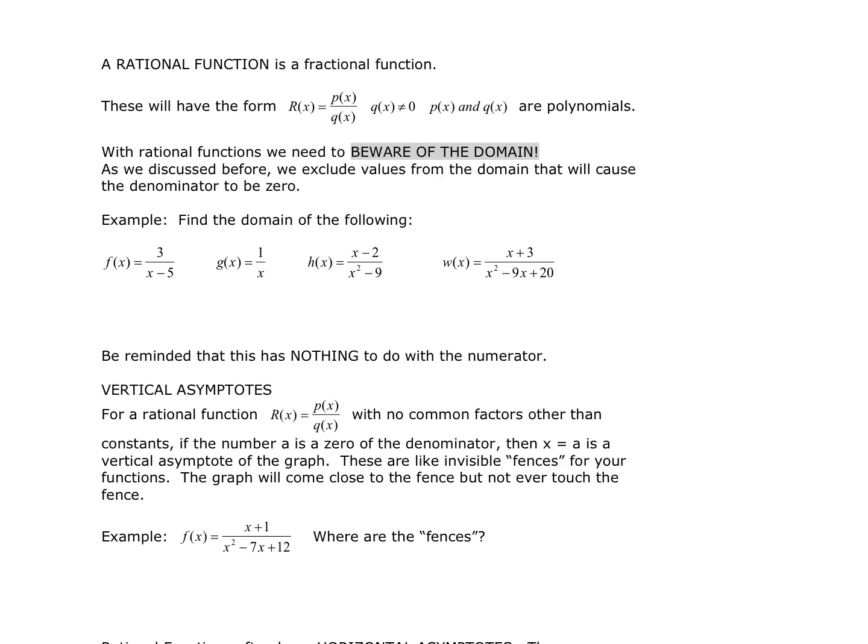So keeping in mind that a rational function is just a fractional function, where the numerator and the denominator are polynomials, we only have to be careful about what's in the denominator. So we have to make sure that we're aware of the domain. As we discussed previously, we need to exclude values from the domain that will cause the denominator to be 0. So let's find the domain of the following functions.